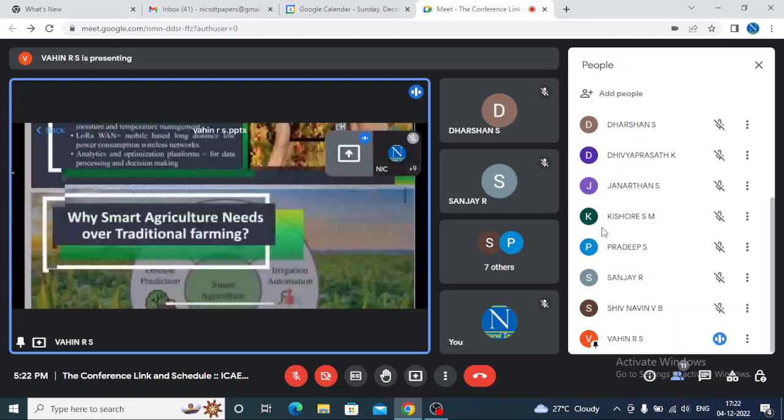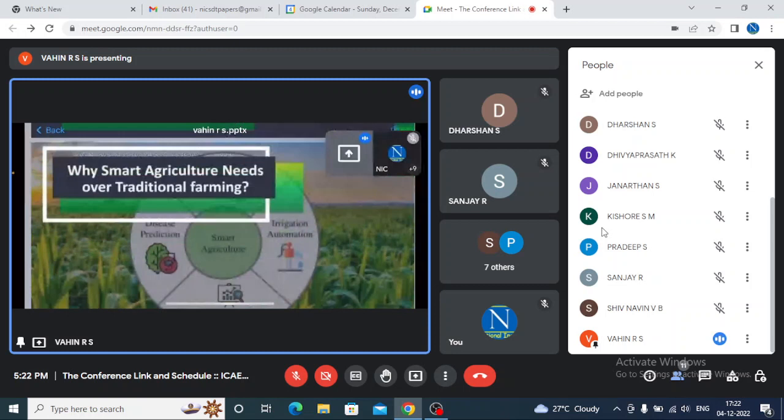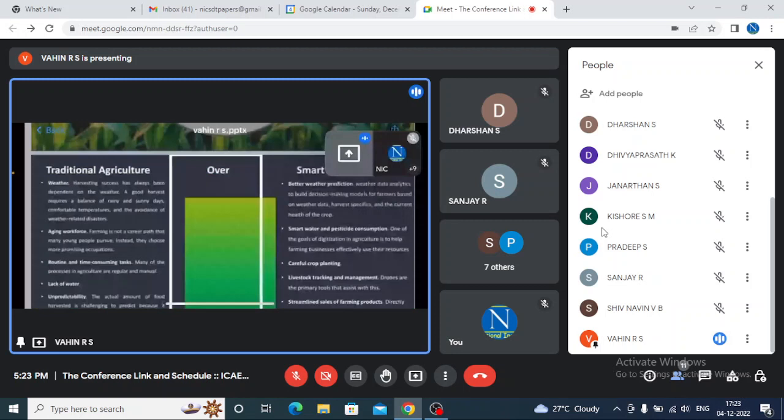Why does smart agriculture need to replace traditional farming? Here you go, the difference between traditional agriculture and smart agriculture. In traditional agriculture, harvesting success has always depended on the weather. A good harvest requires a balance of rainy and sunny days, comfortable temperature, and the avoidance of weather-related disasters. In smart agriculture, there is better weather prediction, with weather data analytics to build decision-making models for farmers based on the weather data, harvest specifics, and current health of the crop.